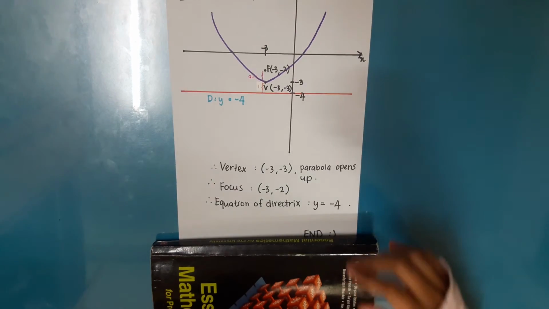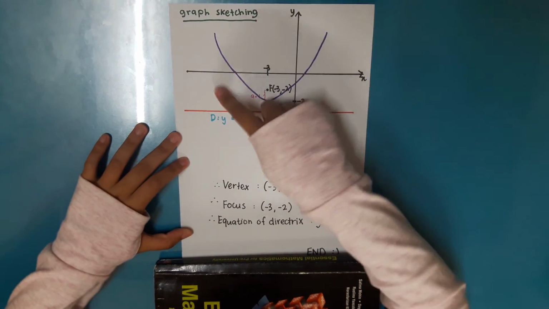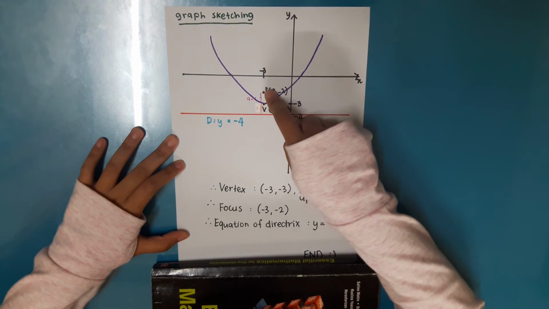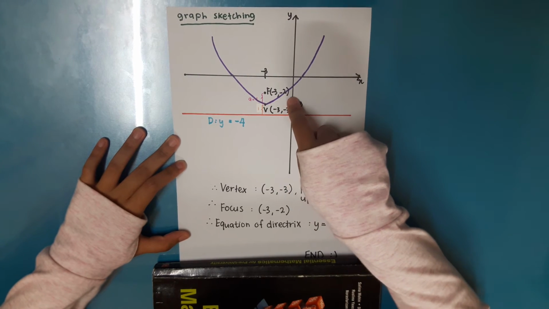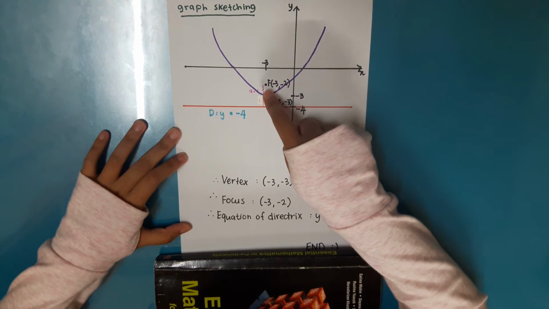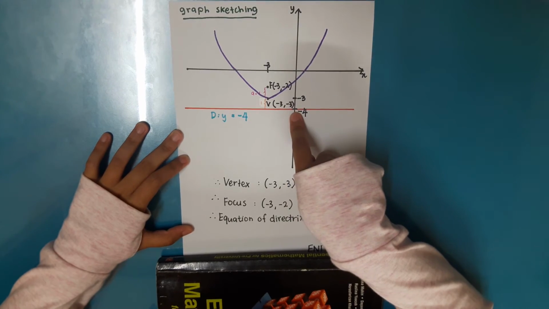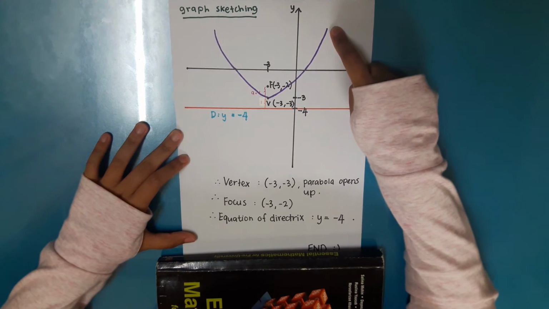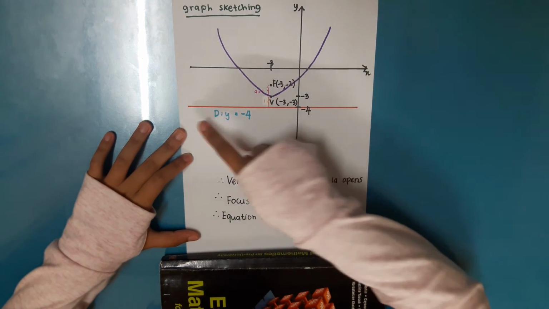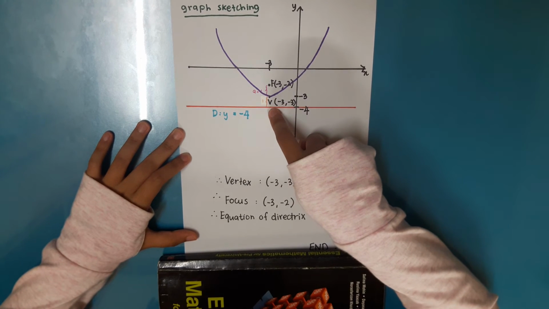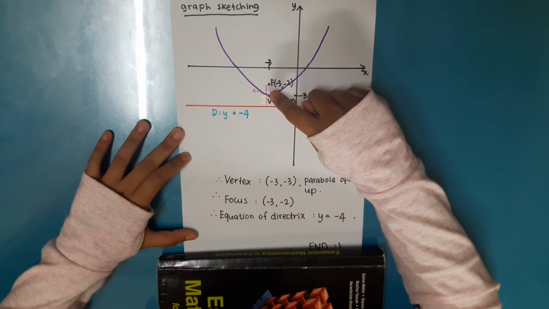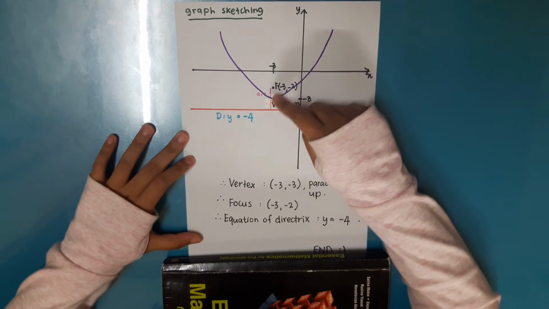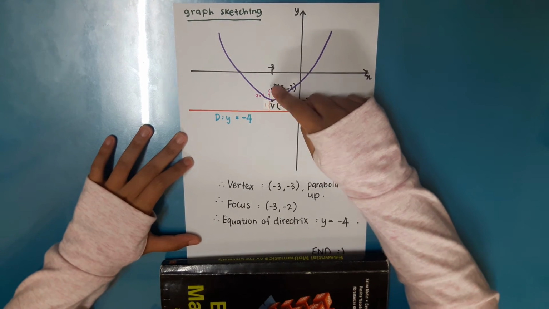For the graph sketching, draw the x-axis and y-axis like normal. First, plot the focus point (negative 3, negative 2). Then second, plot the vertex (negative 3, negative 3). When we plot, we get the parabola that opens up. To obtain the directrix, the distance of F and V is equal to the distance of V and the directrix, as it is in the opposite direction from the focus point.